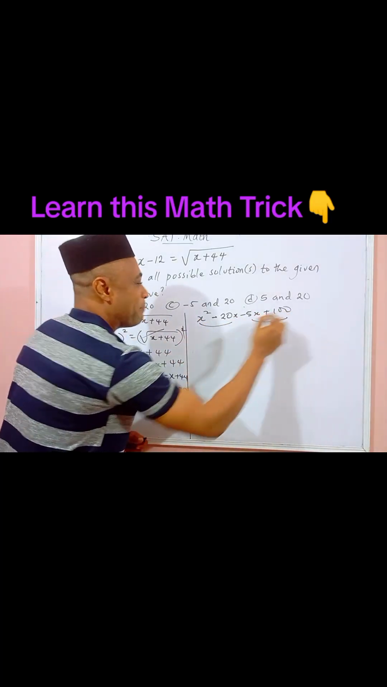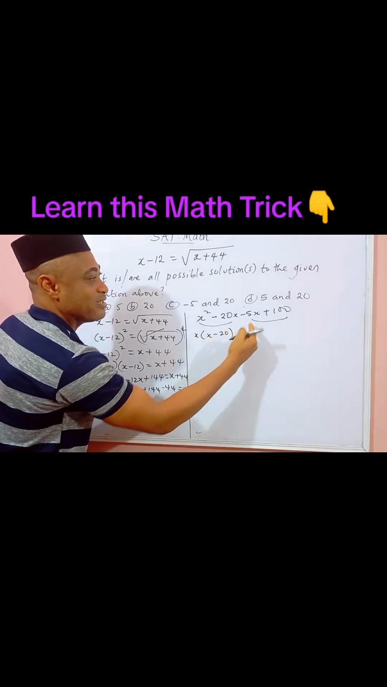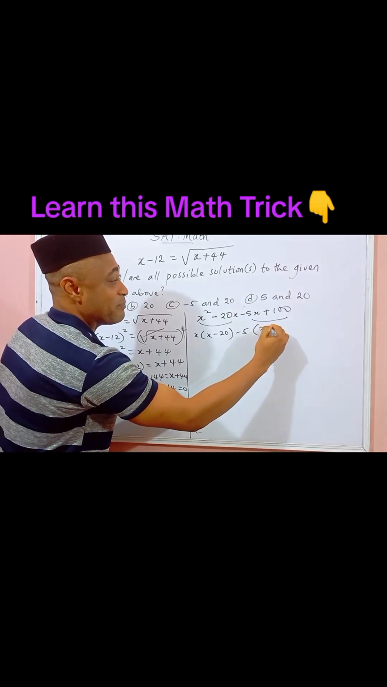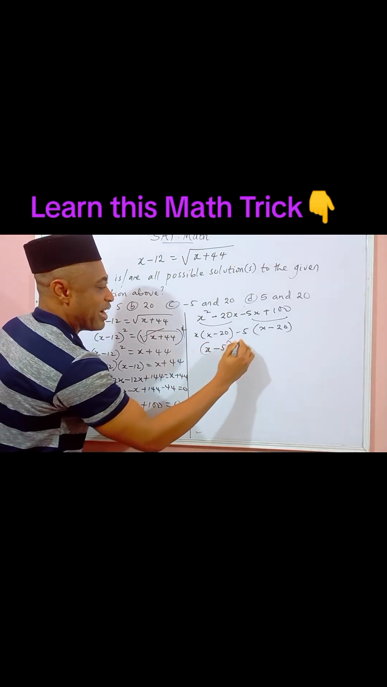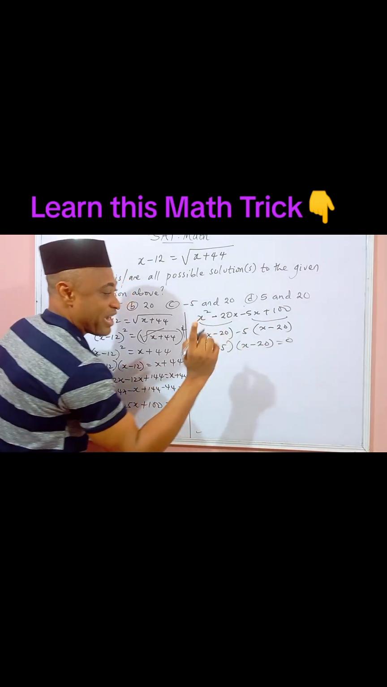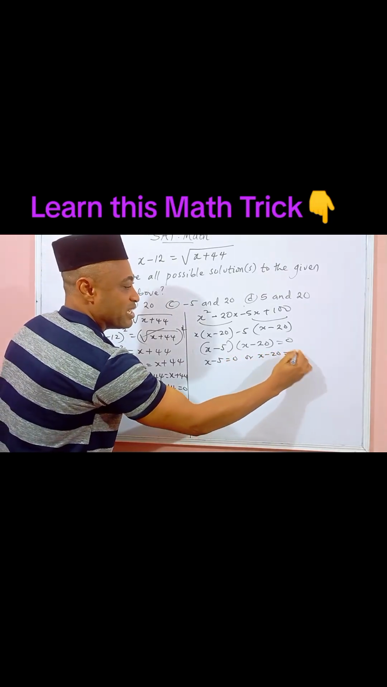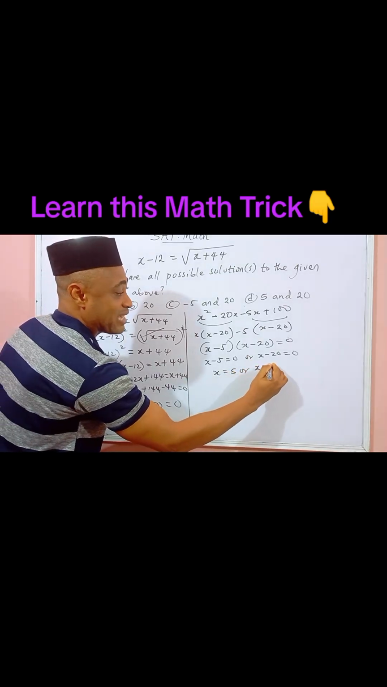Now we can pair them up. What is common? X is common. This is x minus 20. What is common? Minus 5 is common. What do we have? X minus 20. Okay, so my values are x minus 5 and x minus 20. Everything, remember, equals 0. So x minus 5 is 0 or x minus 20 is 0, giving me x as 5 or x as 20.